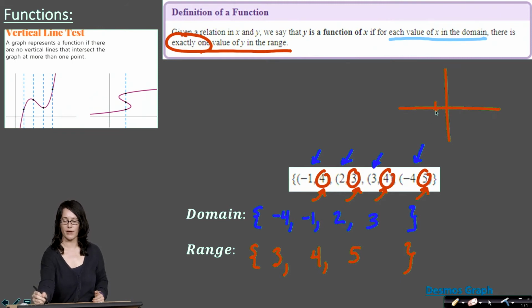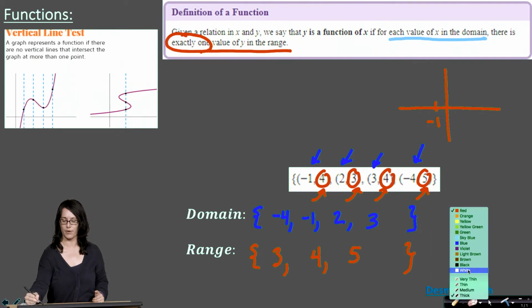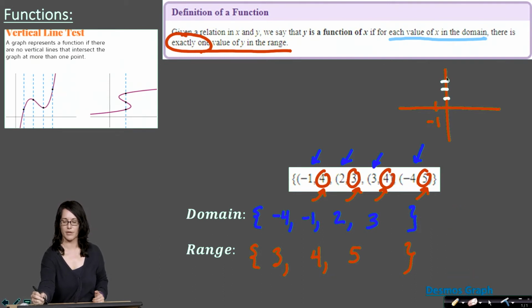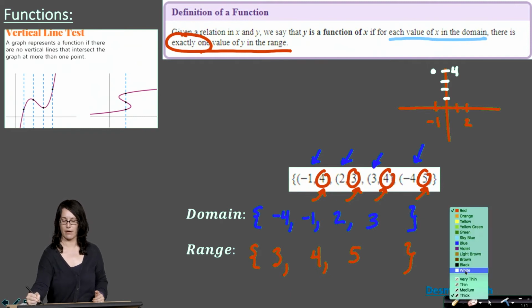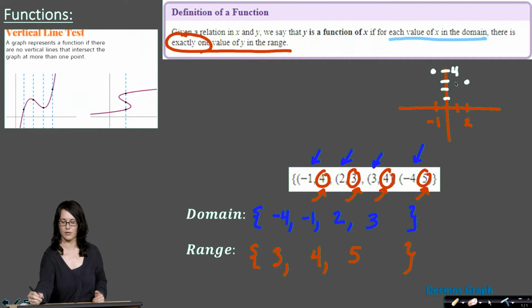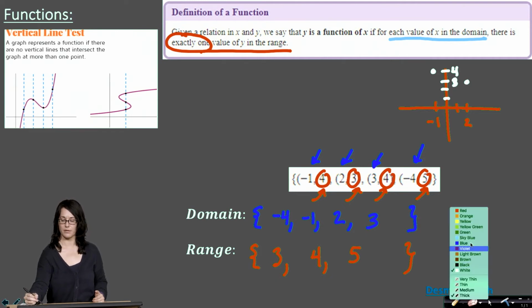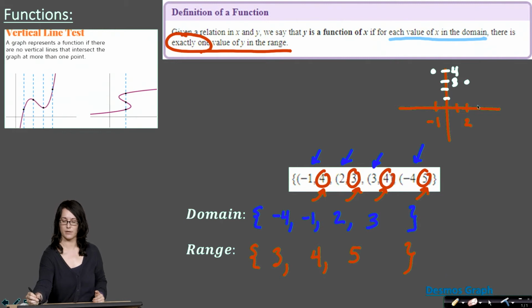At -1, at that input, we are mapped to the output of 4. So let's go up 1, 2, 3, 4. So that is that location. At +2, we are mapped to an output of 3. So that would be like this location. All right. At +3, we are being mapped to an output of 4 again. Interesting. So that would be this location.